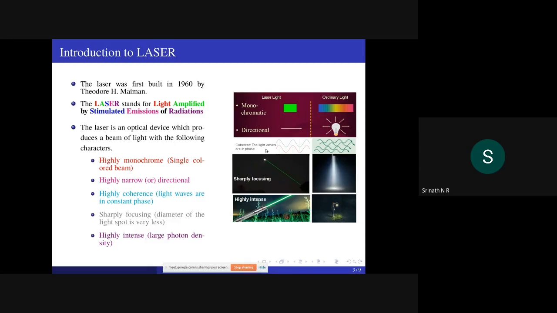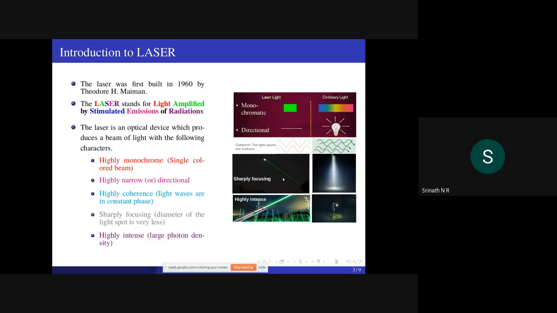Third one, coherent. The light waves maintain a constant phase difference, that is, crest and trough, crest and trough of all the waves meet at a common point or the same point, whereas the light waves from the ordinary source will not maintain any constant phase difference. Therefore, these light waves are out of phase.